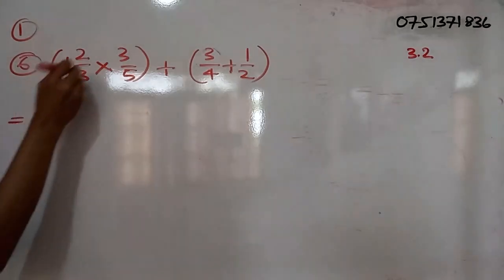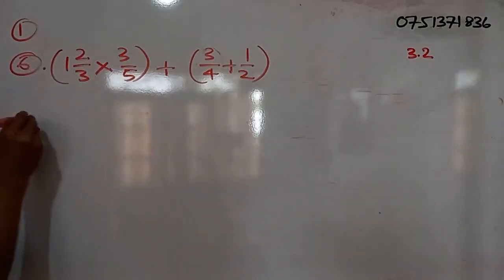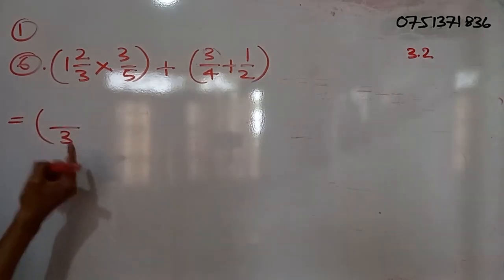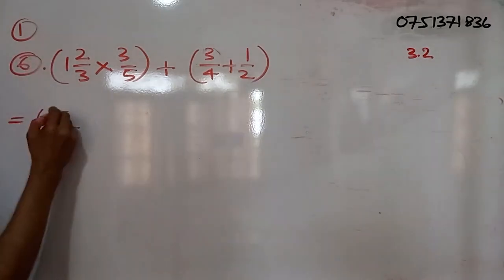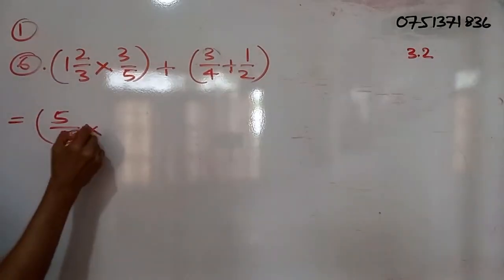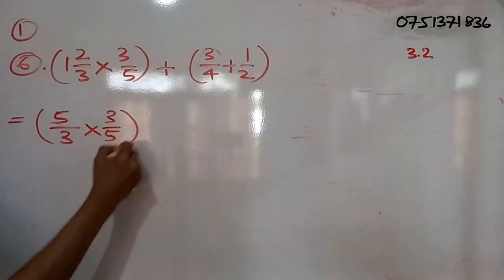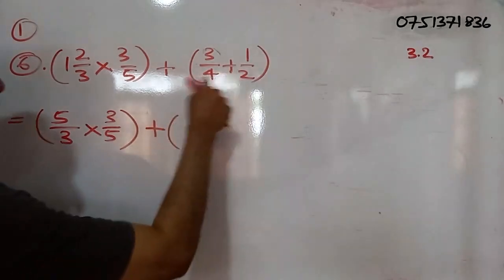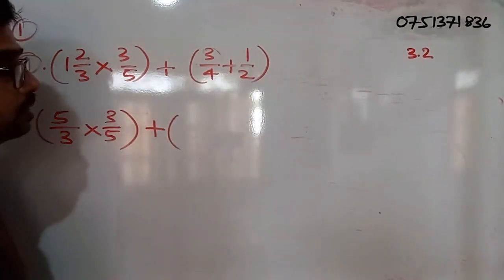So here, this mixed number I have to convert into what? Improper fractions. So the denominator will be 3. 3 times 1, that is 3. Add the 2, it becomes 5. And 3 by 5. Plus, here we have to add the fractions.